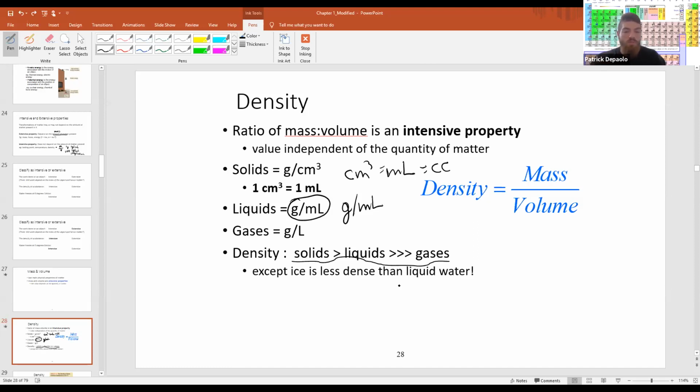So it goes against the rule that most substances follow, where as you increase the energy of the solid, it goes to a liquid and the molecules or atoms expand. Water does not do that. When you go from solid ice to liquid water, the molecules actually compress. And the reason why is because of the hydrogen bond. So here's water and here's another water.